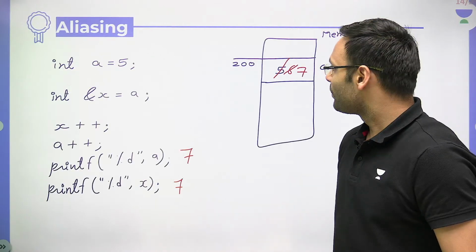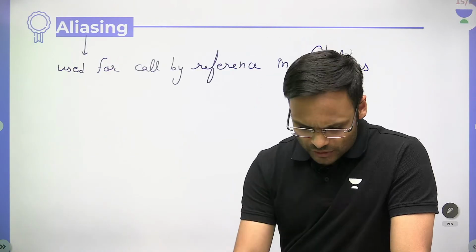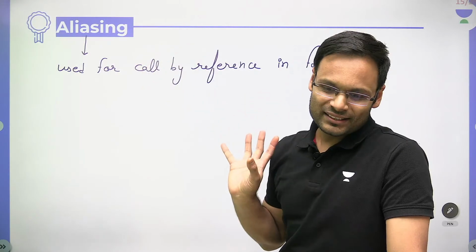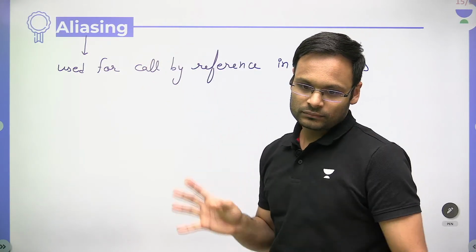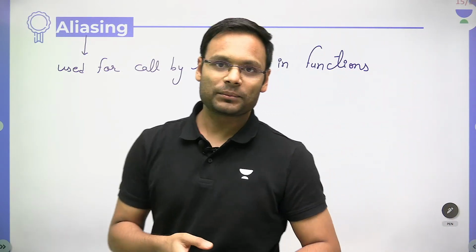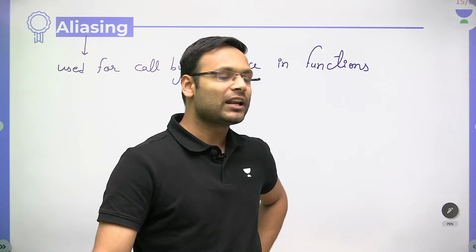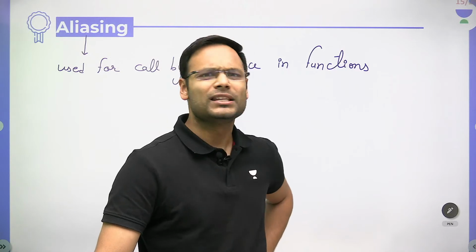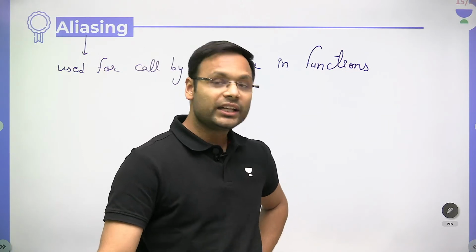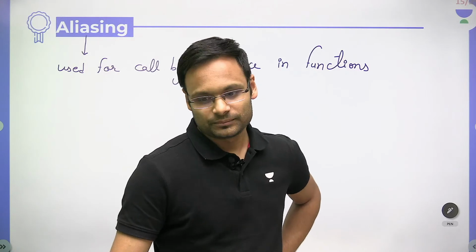ये aliasing मैं इसलिए पढ़ा रहा हूं. Why I am teaching you this aliasing is just because there was a question in GATE on recursion and it was using this aliasing concept. है ना? तो ये जो aliasing का concept है वो कुछ ही compilers में present है. In some of the compilers only it is present. In fact, mostly the C++ compiler has this, but we are learning it just because there was a question in GATE.